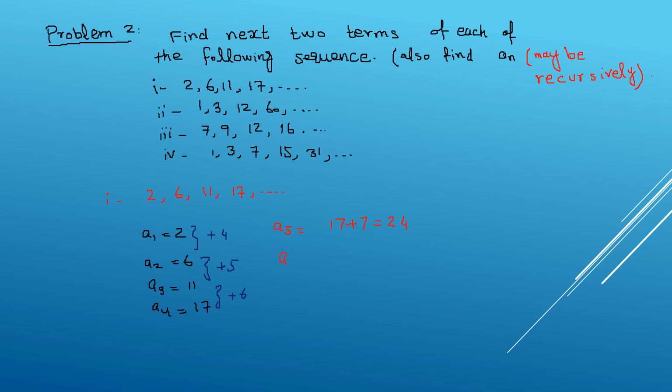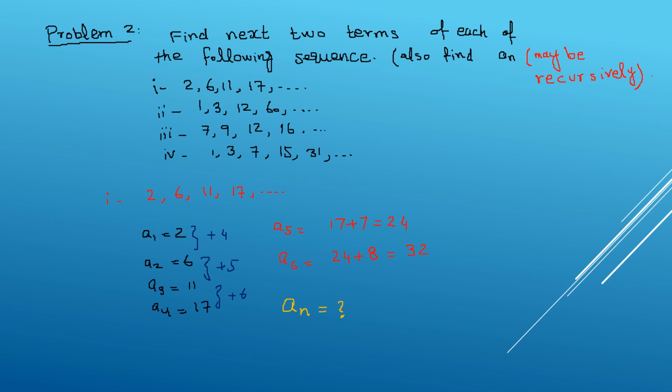And a6 will be equal to what? We added 7 to get a5, then we add 8 to get a6, so that makes 24 plus 8, which is 32. Now I can ask you, what is a_n?